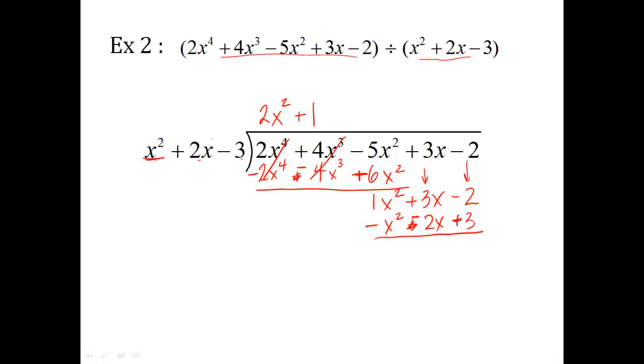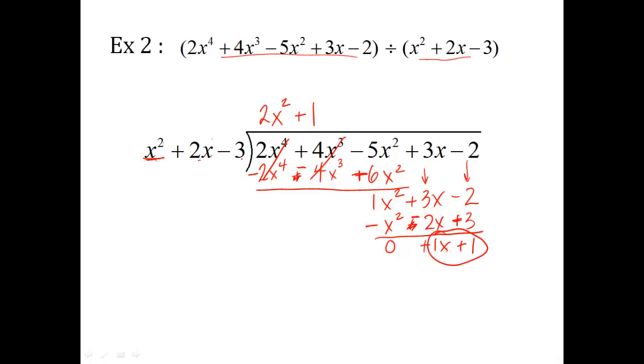And let's see what happens. 1 minus 1 is a 0. 3x minus 2x is a 1x squared. Negative 2 plus 3 is a 1. All right, so now there's nothing I can multiply x squared by to give me just an x. So this is what I call my remainder.